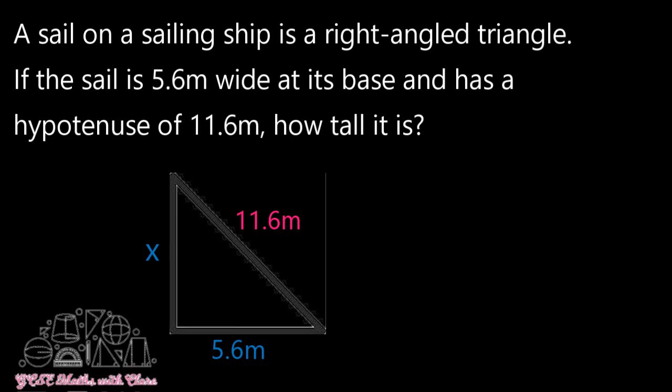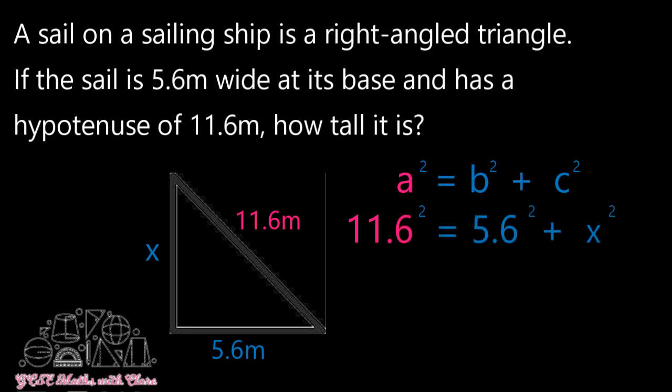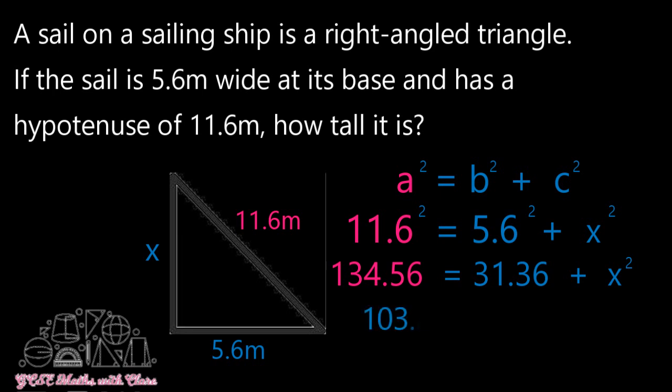So if I plug this into my formula that a squared equals b squared plus c squared, I'll get that 11.6 squared equals 5.6 squared plus x squared. So if I work out 11.6 squared, I'll get 134.56 equals 31.36 plus x squared. So then that must mean if I take over this figure, I'll get that 103.2 equals x squared. And I work out the square root of that, I'll get that x equals 10.2 to the nearest one decimal place.